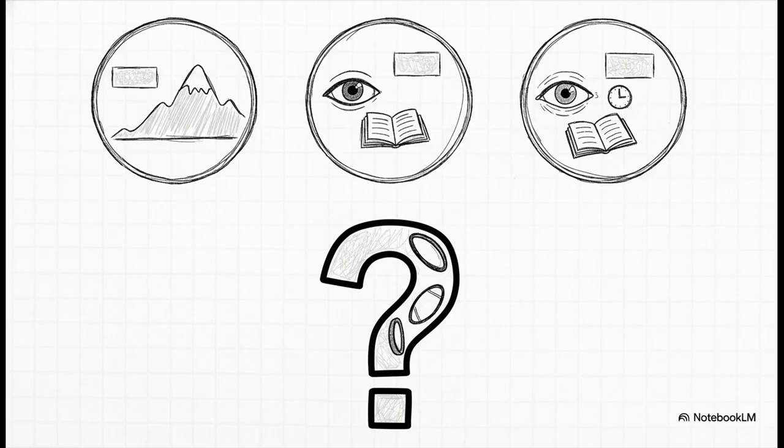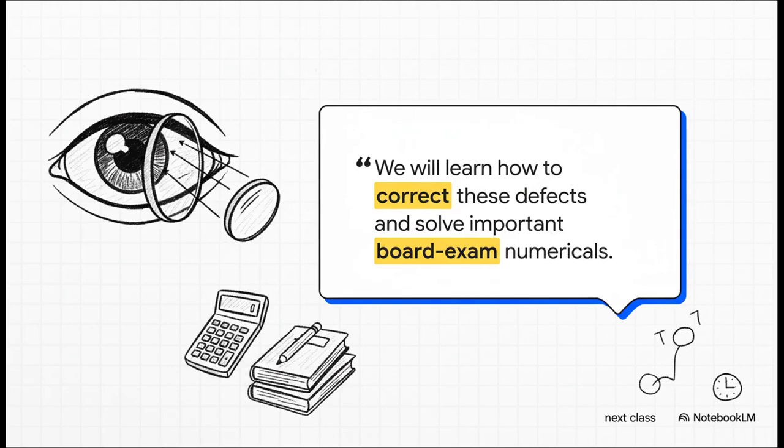Now, the most important question is, how are these problems corrected? Well, that is exactly what we are going to learn in our next session. We will see how different types of lenses, concave and convex lenses, can be used to correct each of these defects. And very importantly for your exams, we will also learn how to apply these concepts to solve numerical problems.